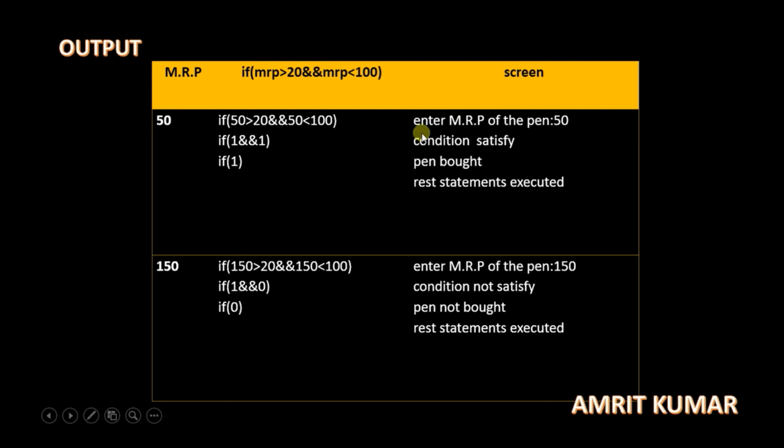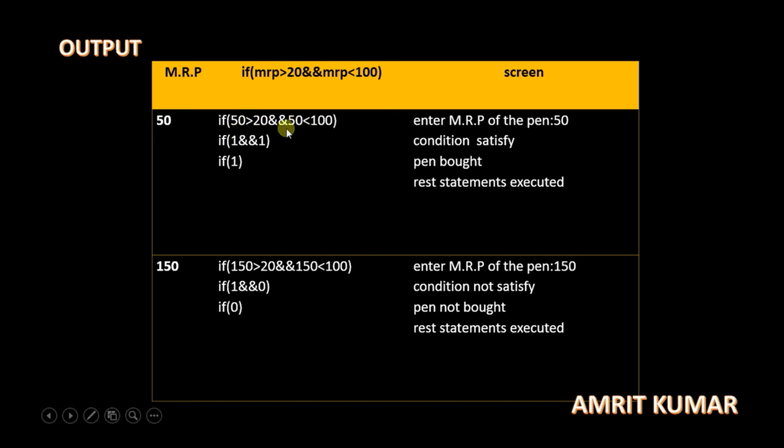You can see here: enter MRP of the pen. Here you are seeing that the user has given us the value 15 from the keyboard. And I am going to check the value: is 15 greater than 20, and using the AND operator, is 15 less than 100. This statement is true, and this is also a true statement.